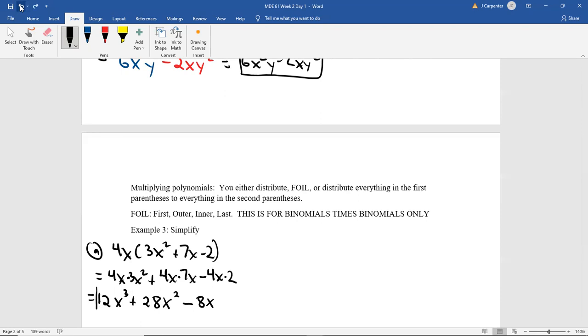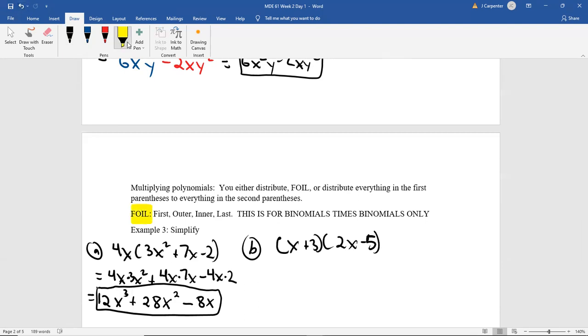I want to make that box better. For B, let's go ahead and step this up a notch. X plus 3 times 2x minus 5. We're already at the foiling because this is a binomial. X plus 3 has 2 terms, and a binomial 2x minus 5 has 2 terms. So we're going to go first, outer, inner, last.